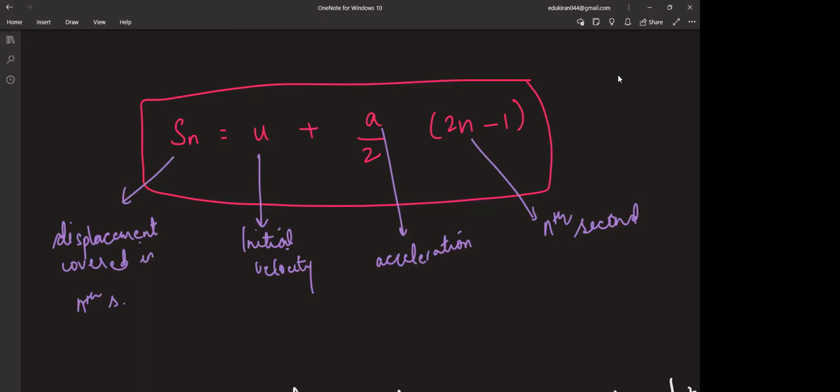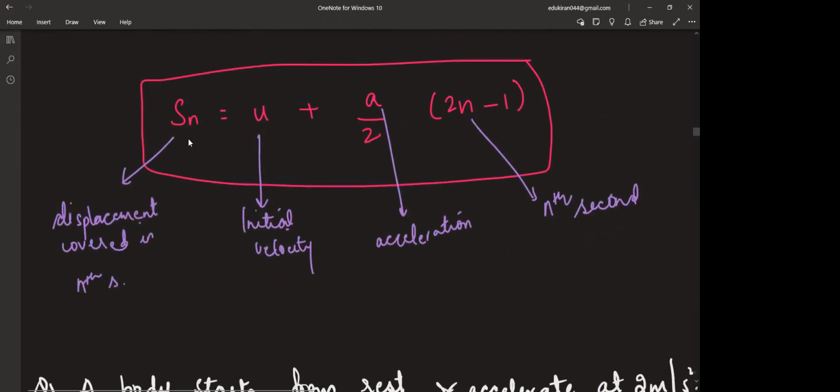t is equal to 2 seconds. That is the time instant. That means 0 to 2 seconds, 0 to 3 seconds, like this. So Sn, the displacement in the nth second, is equal to u plus a by 2 times (2n minus 1), right? u is the initial velocity, a is the acceleration, n is the nth second.